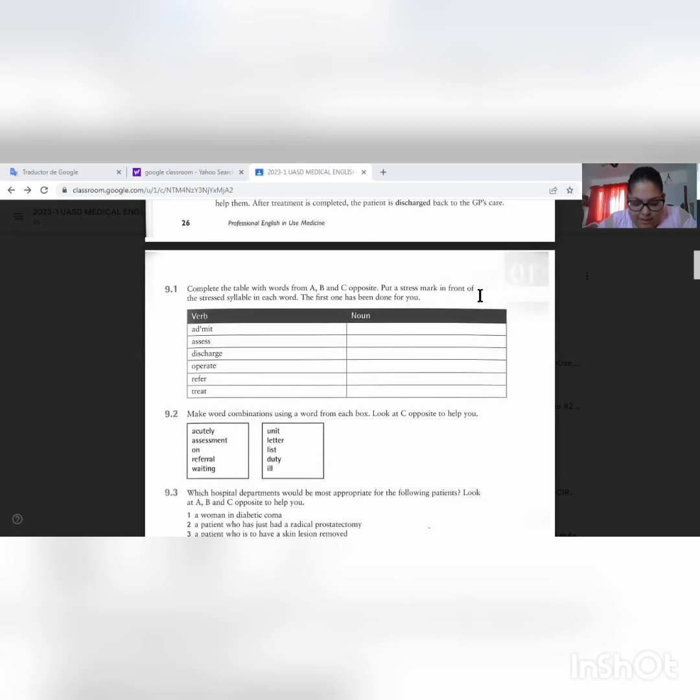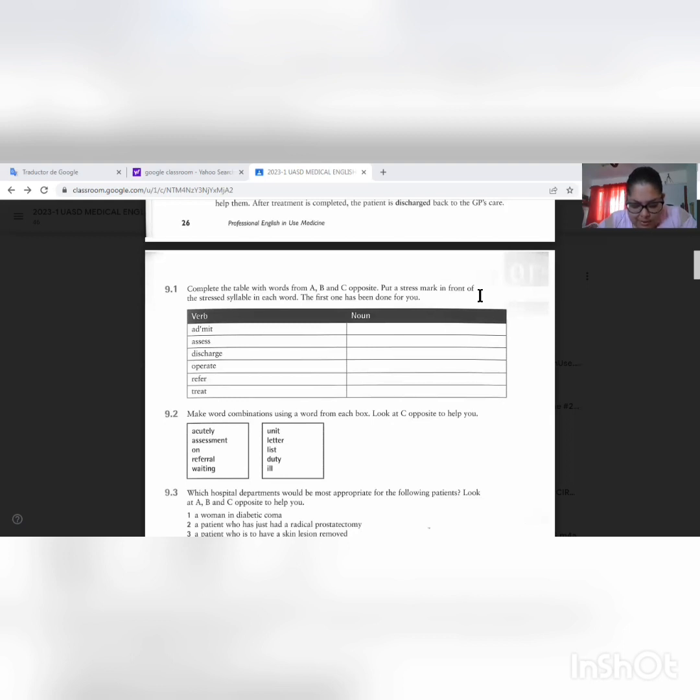A woman in a diabetic coma, intensive care unit. A patient who has just had a radical prostatectomy, surgical high dependency unit. A patient who is to have a skin lesion removed, day surgery unit. A man with a foreign body in his eye, the accident and emergency department. A woman with a threatened abortion, maternity, emergency.